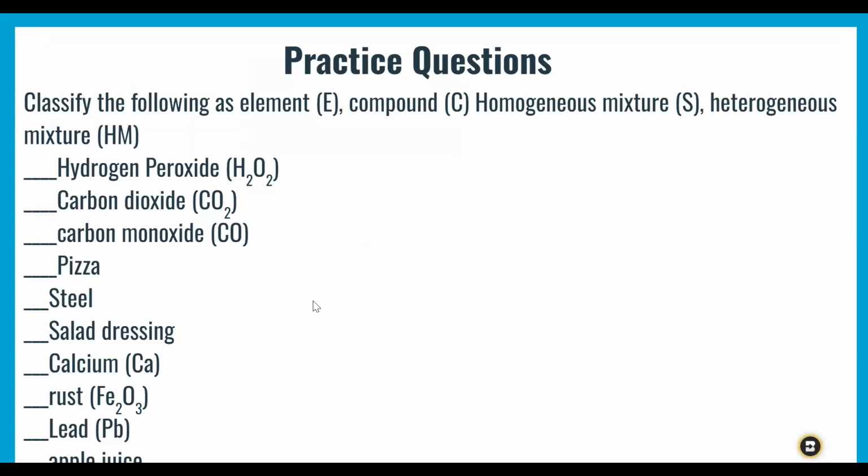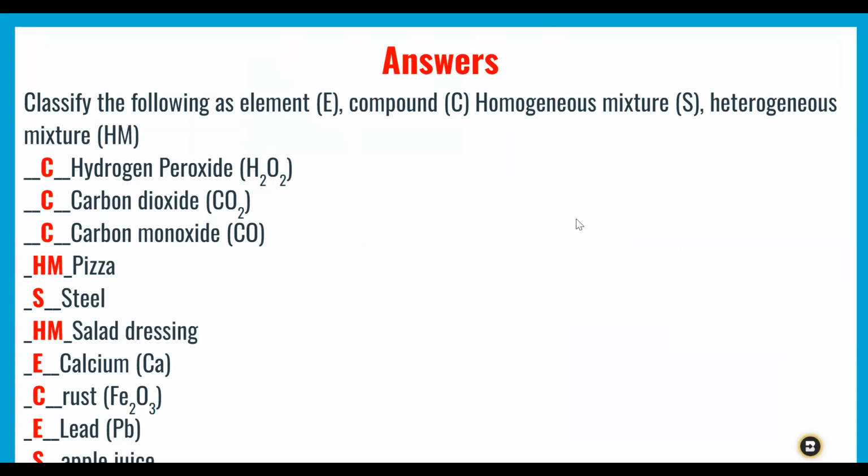So with everything you've learned, classify the following as element, compound, homogeneous mixture, or heterogeneous mixture. Use these letters. Pause the video and use the letters to write if it's element, if it's compound, if it's homogeneous or heterogeneous mixture. Hopefully, you did a good job.